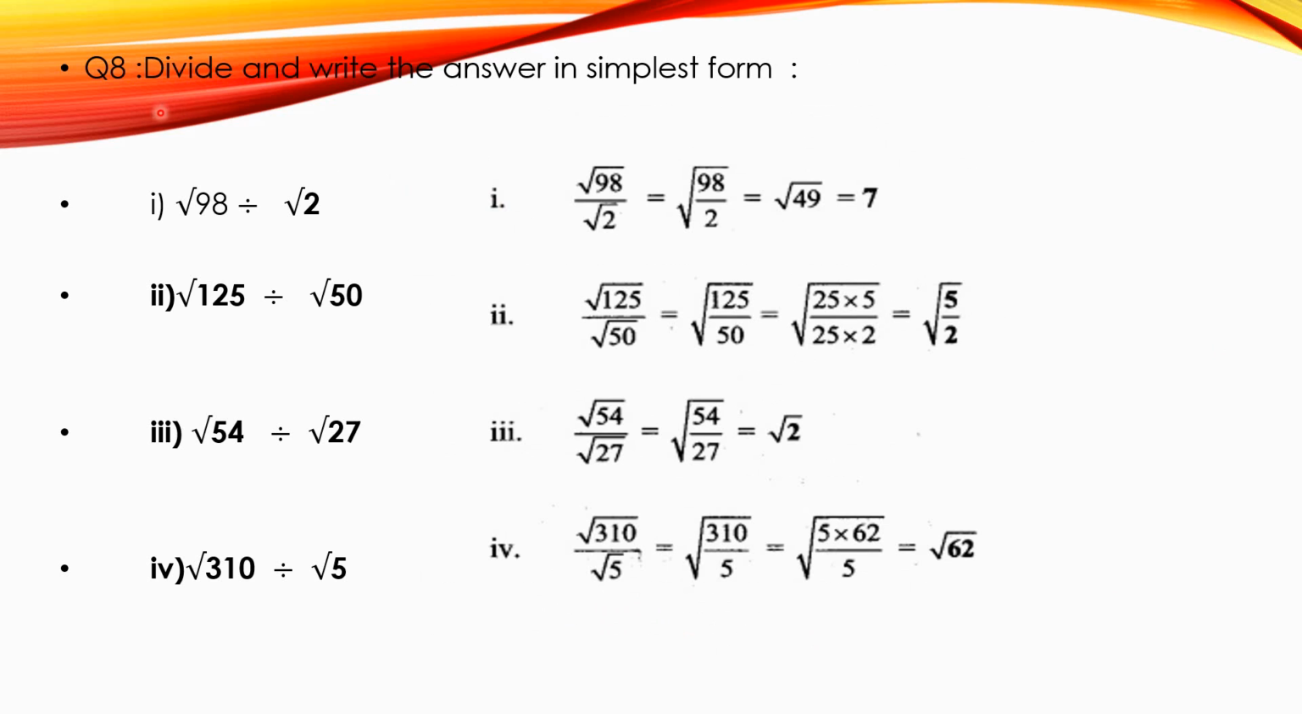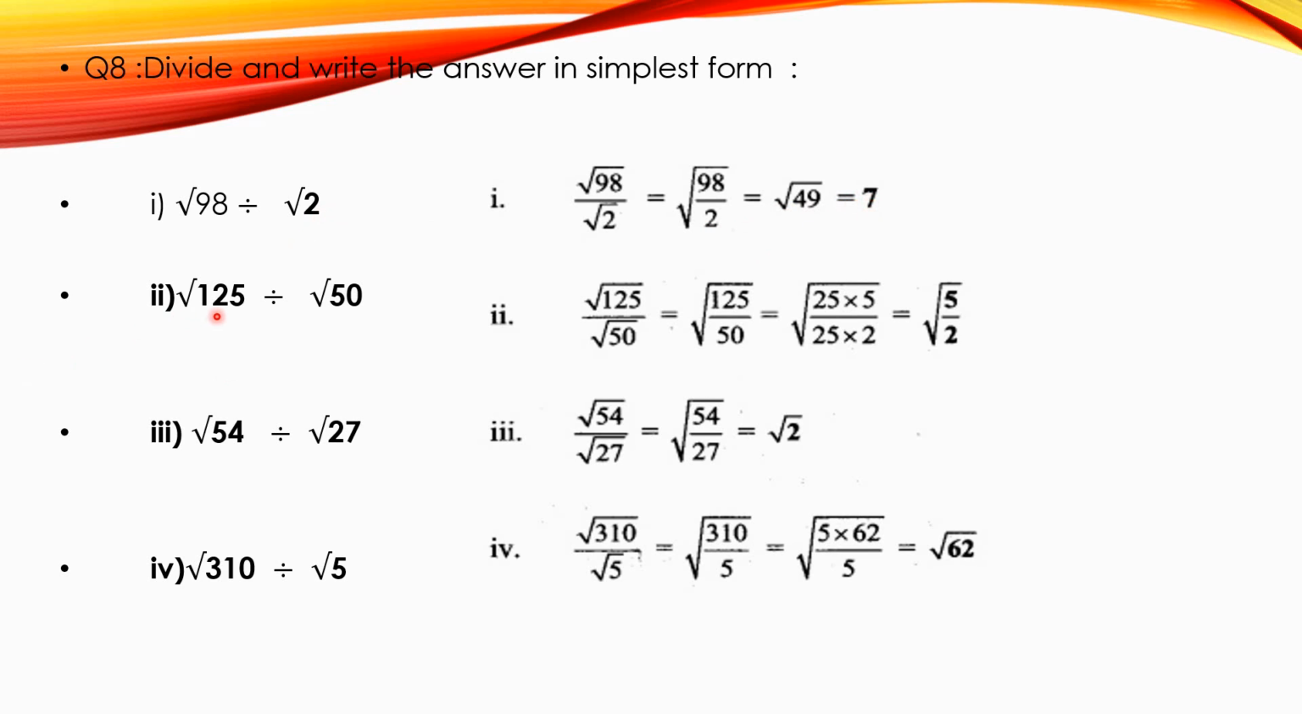Question number 8. Divide and write the answer in the simplest form. The first question is root of 98 divided by root of 2. So we can write root of 98 upon root of 2. Further we can write it as root of 98 upon 2. So when we cancel 98 by 2, we get square root of 49. So it can be written as 7. So root 98 divided by root 2, our answer is 7.